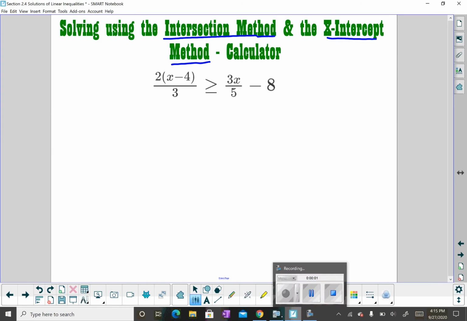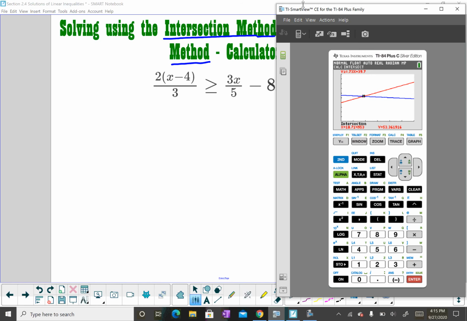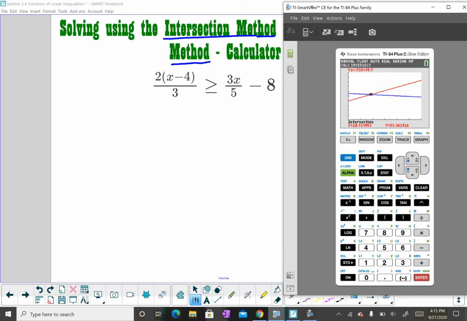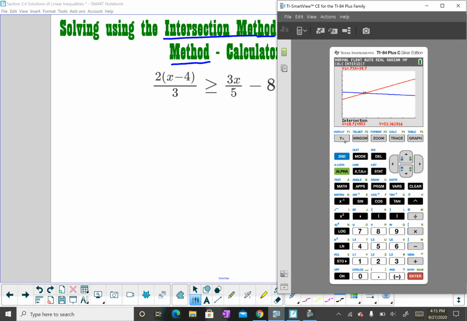Okay, so let's start with the intersection method because we've been talking a lot about intersections lately. So we're going to go to y equals, and we're going to type one half of the equation or the inequality in y1 and the other half in y2. Remember, alpha y equals, we'll bring that fraction up for you, 2 parentheses x minus 4 over 3.